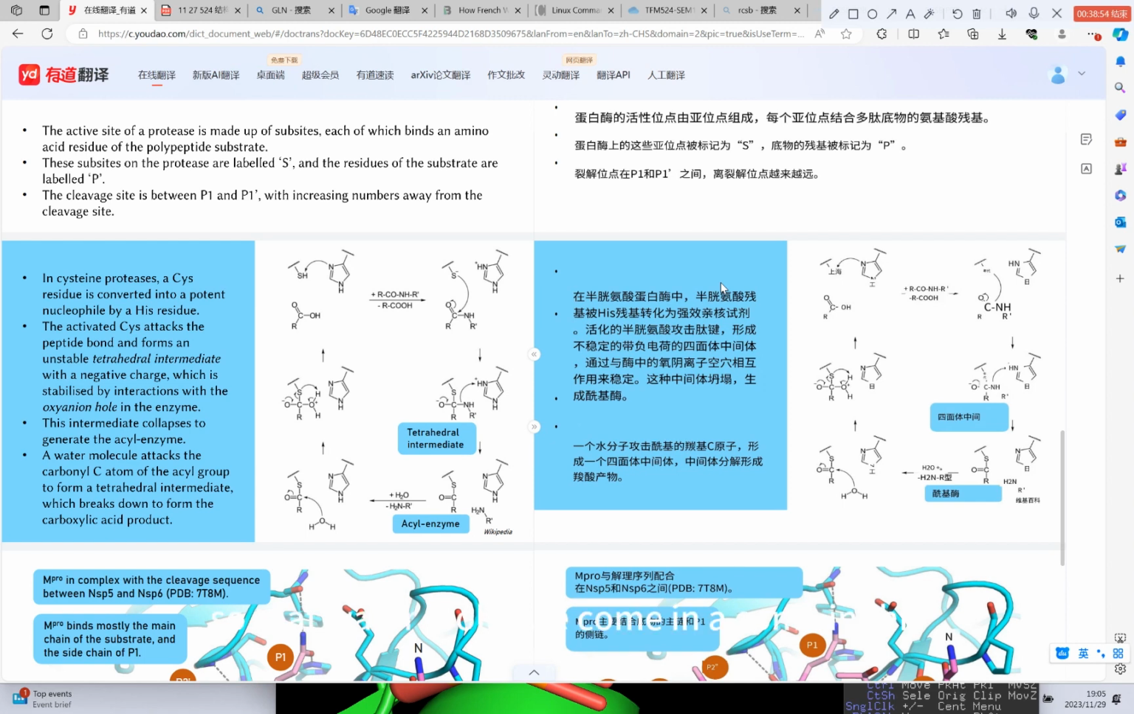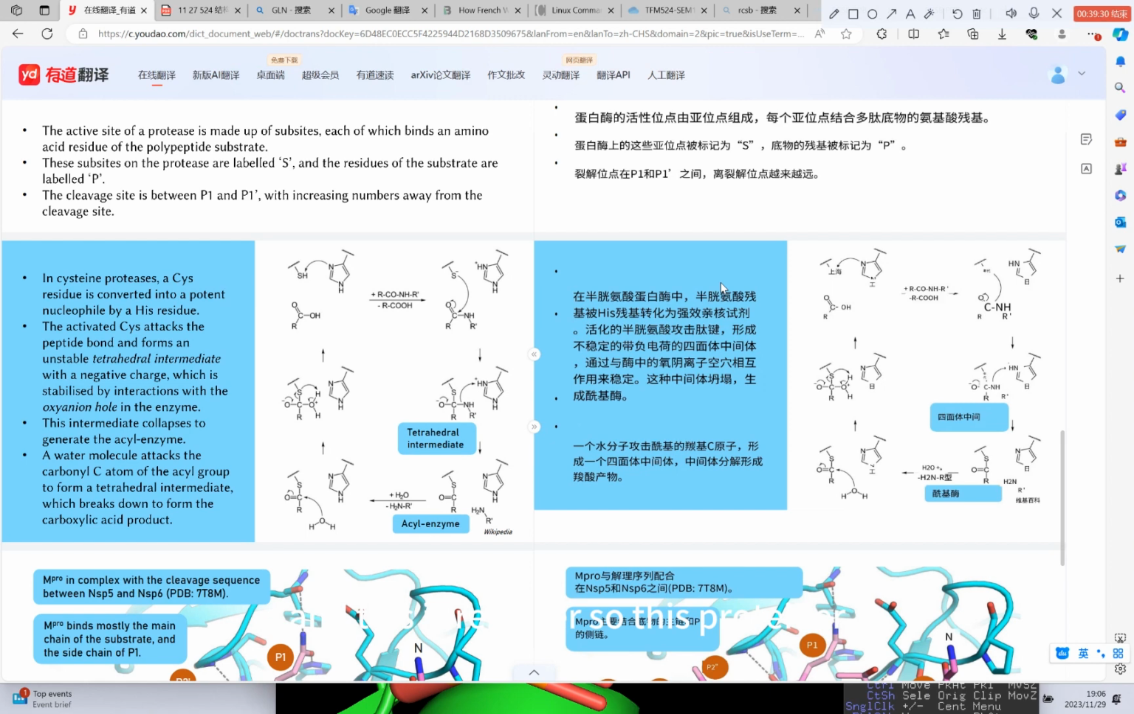After that, the water molecule comes in to this part, this goes out, there's a space, then the water molecule can come in. So a water molecule attacks the carbonyl C atom of the acyl group to form a tetrahedral intermediate again, which breaks down to form the carboxylic acid product. So the water will come in, attack this C, then they form a tetrahedral intermediate again, and this is not stable, so immediately this will break from the enzyme, and this is released.